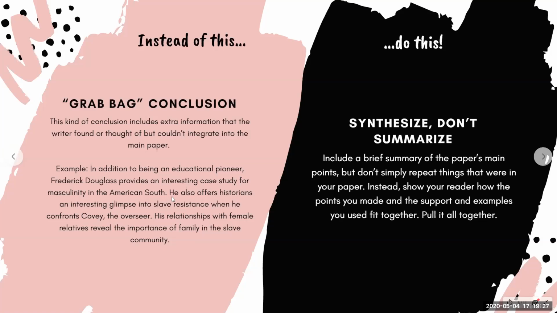So if you do run into this problem and you have to cut a lot of your conclusion, one thing you can do instead is to synthesize, don't summarize. What that means is to include a brief summary of the paper's main points, but don't simply repeat things that were in your paper. Instead, you can show your reader how the points you made and the support and examples you used fit together. It's a chance where you get to pull it all together.